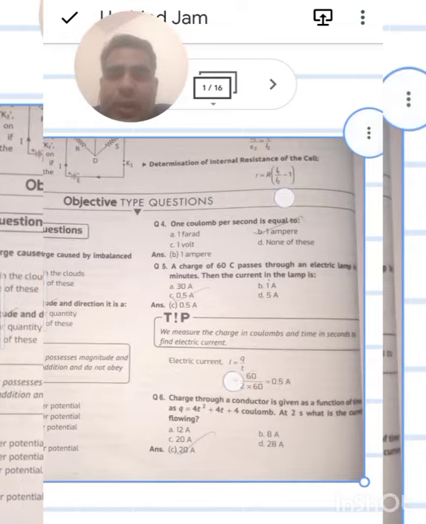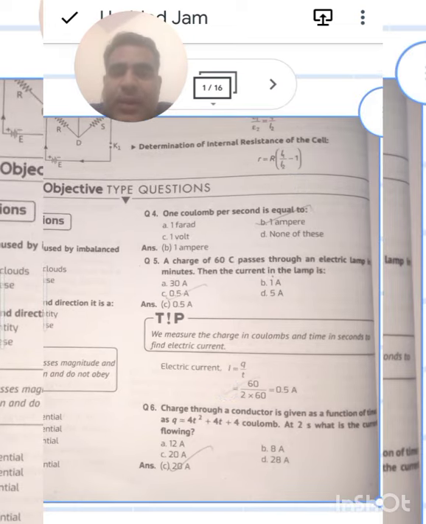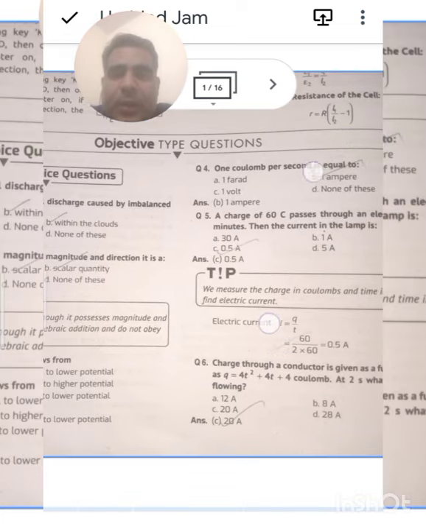Electric current has both magnitude and direction, yet the answer is that it is a scalar quantity. The conventional current flows from a point of higher potential to a point of lower potential. 1 coulomb per second is equal to 1 ampere.